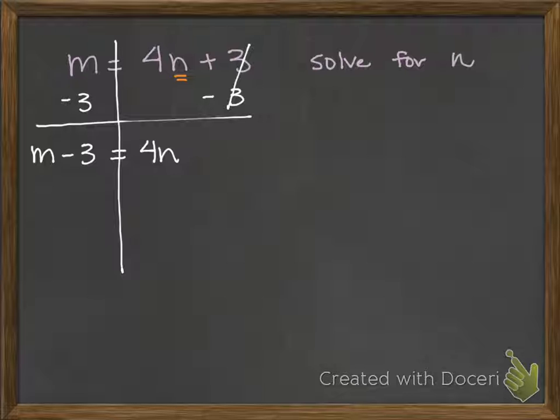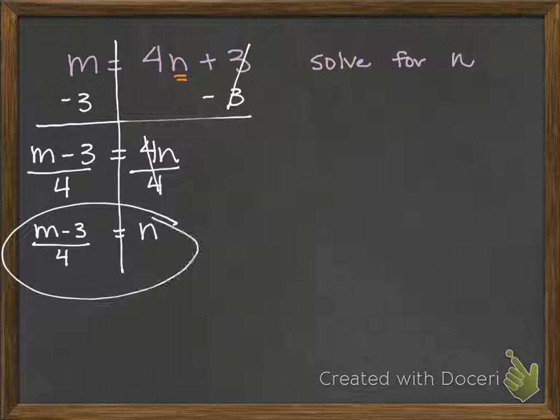And now finally, to get the n all by itself, I'm going to divide both sides by 4. And remember, when we're dividing, we are dividing every single part on both sides. So on the right side, our 4's cancel out and we are left with n. On the left side, not only are we dividing m by 4, but we're also dividing negative 3 by 4. However, instead of writing two fractions, we can just write this as one large fraction with m minus 3 all over 4. And this is our final answer for solving for n.